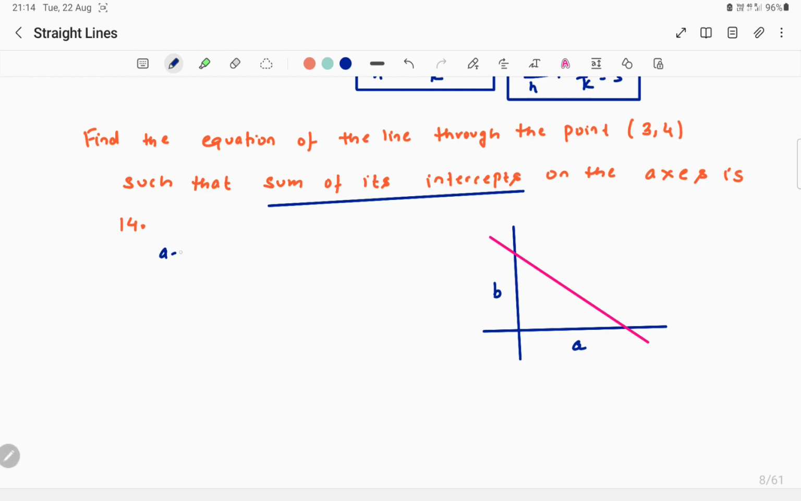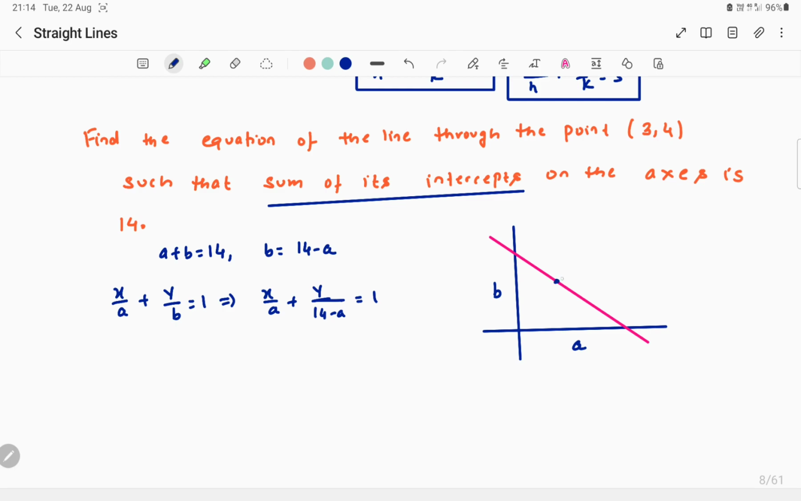So what information have they given? They have given that a plus b is equal to how much? 14. So we can write from here b is 14 minus a. Okay, so can we write the line equation? The line equation is x by a plus y by b is equal to 1, but the b value is 14 minus a, so we can write x by a plus y by (14 minus a) is equal to 1.